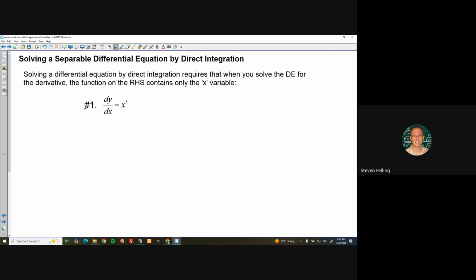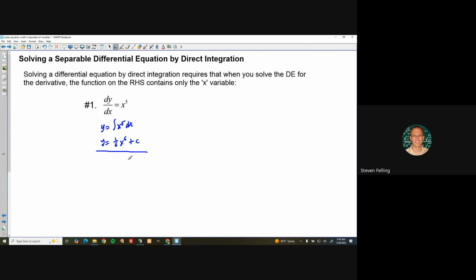Let's say that you have a first-order differential equation with just a first derivative, and when you solve for that first derivative, the right-hand side contains only the independent variable, the x variable. In that case, solving this for y simply means to undo the derivative. So we just take the antiderivative of the right-hand side, and therefore it's 1/6 x to the 6 plus the integration constant, and that is the general solution.